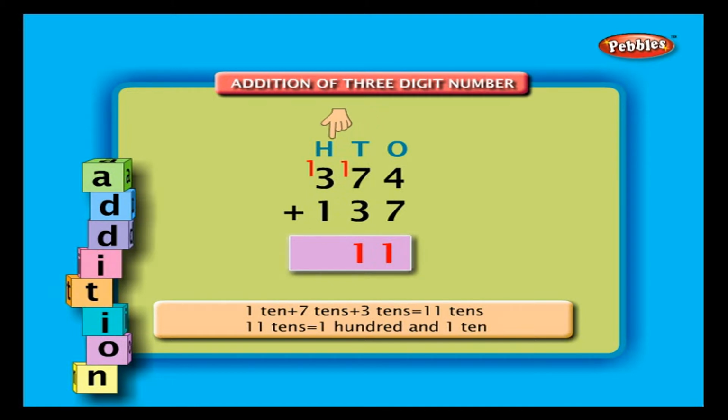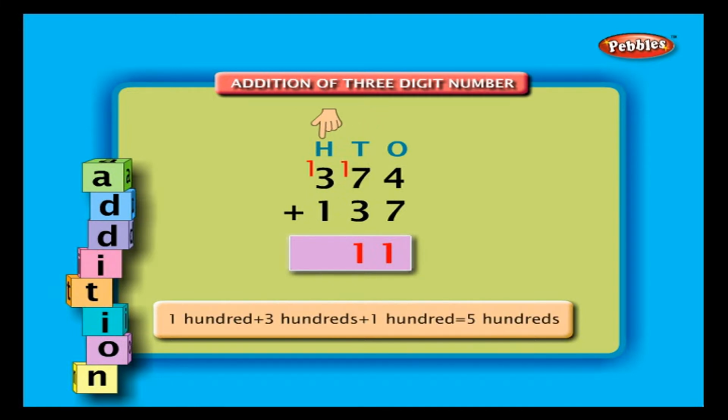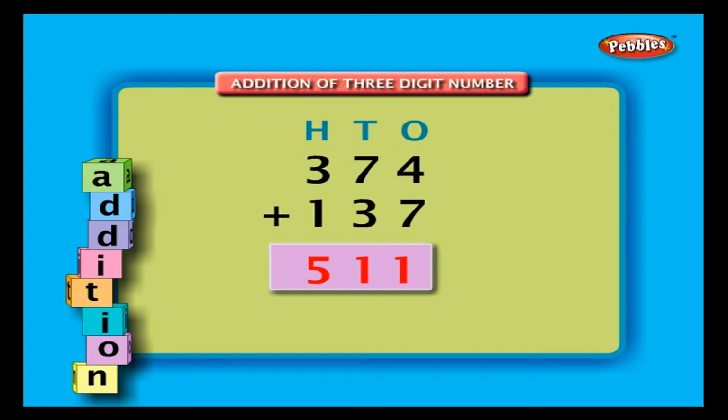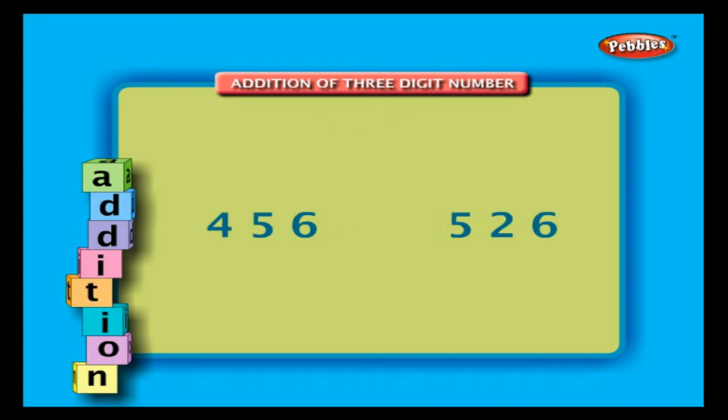Now add the hundreds column. 1 carryover number 100 plus 3 hundreds plus 1 hundreds is equal to 5 hundreds. Write 5 below the hundreds column. So adding 374 and 137, we get 511. Example 2. Add 456 and 526.